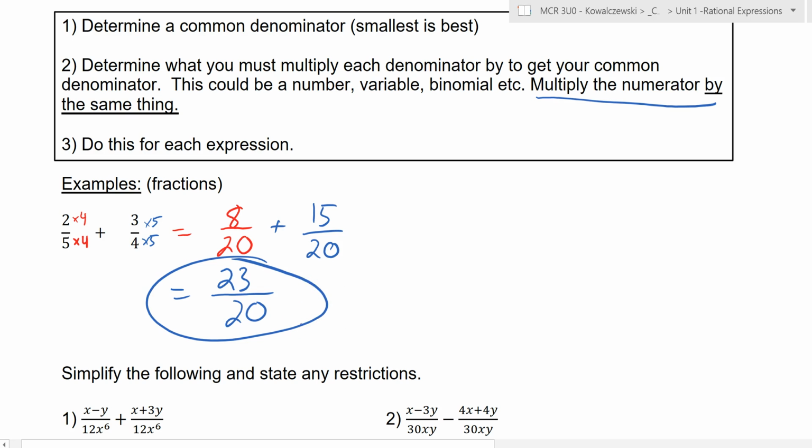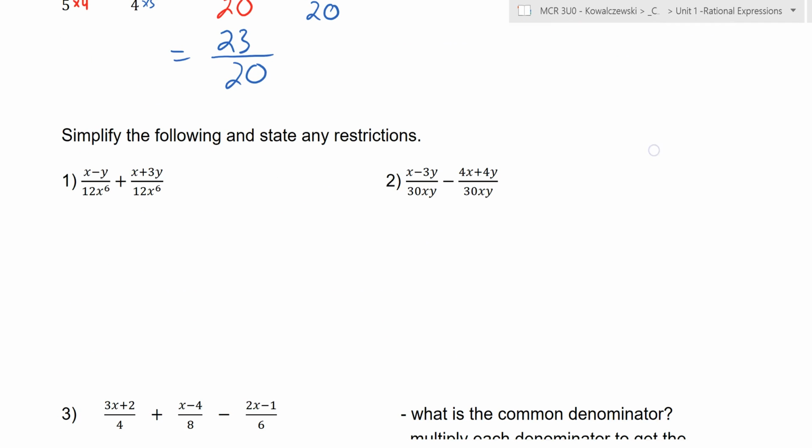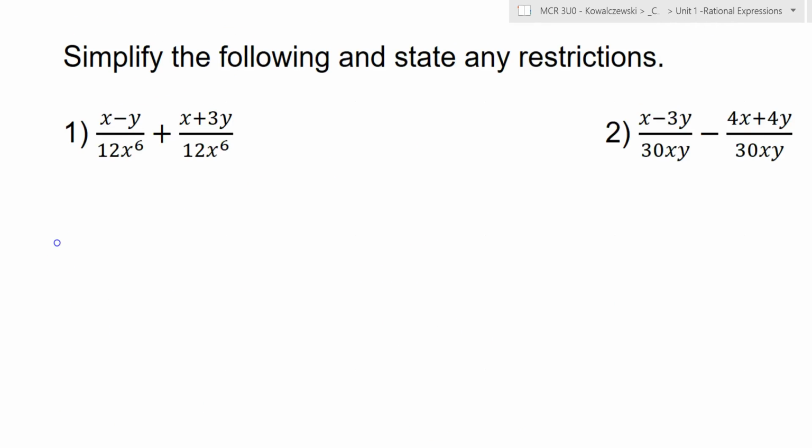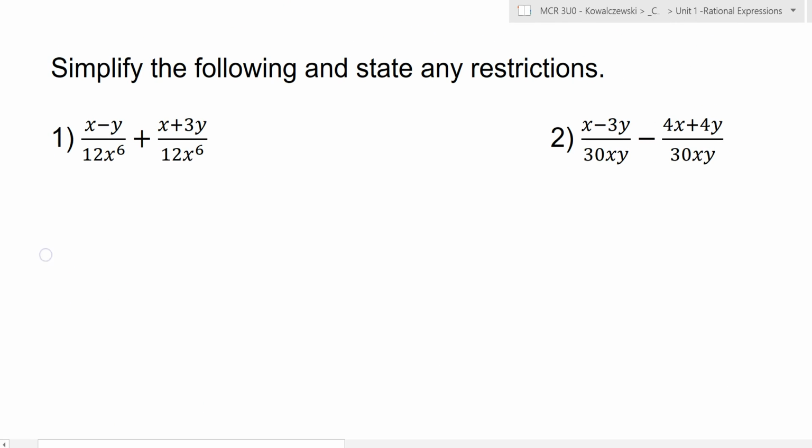All right. Now, with rational expressions, it's not always going to be that easy because our common denominator could simply be a number, or it could be a variable, x, y, a, b, c. It could be a binomial or a trinomial. The denominators could contain anything at all, so we have to really be careful. For these first couple of examples, I'll zoom in a little bit here. We're going to simplify and state any restrictions. I already have the same denominator for both these examples, so 12x to the power 6 for the first one. We'll do the second one in class.